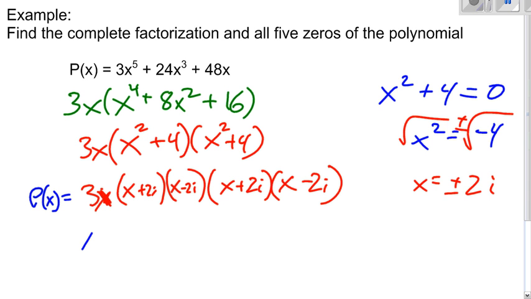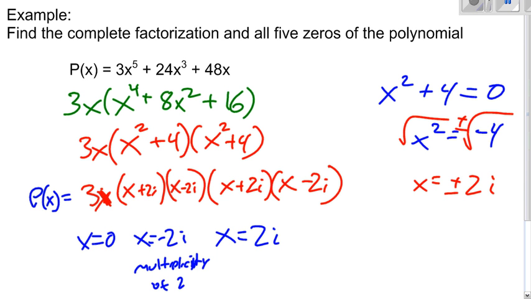So we'd get x equals 0. Solve this, you get x equals negative 2i. Solve this one, you get x equals positive 2i. And then we get negative 2i and positive 2i again. So we have multiplicity of 2 and multiplicity of 2. And we got 0 as an answer one time.